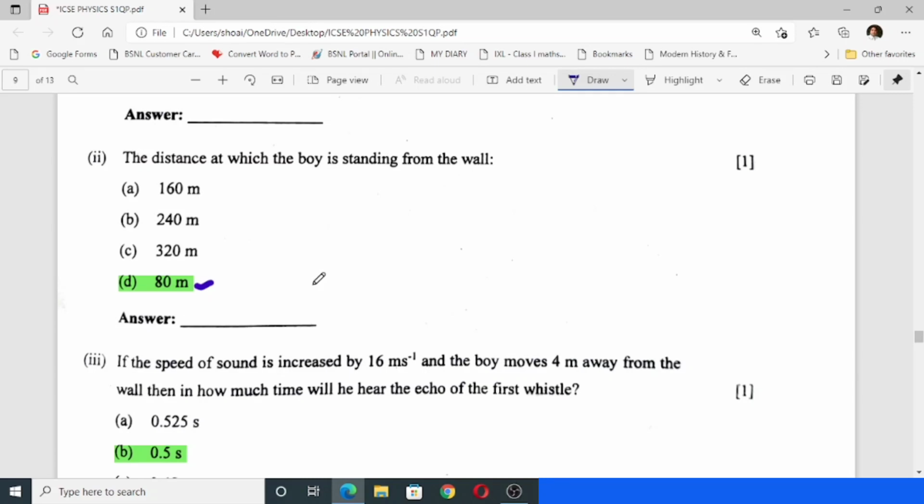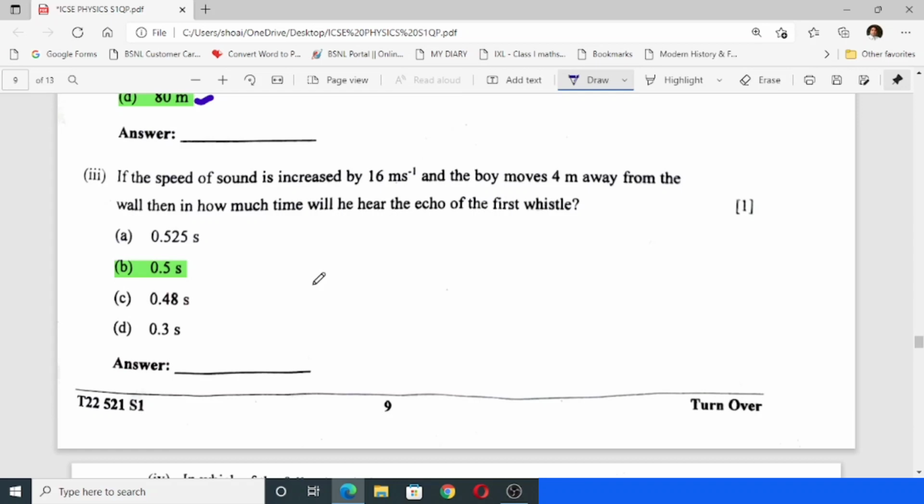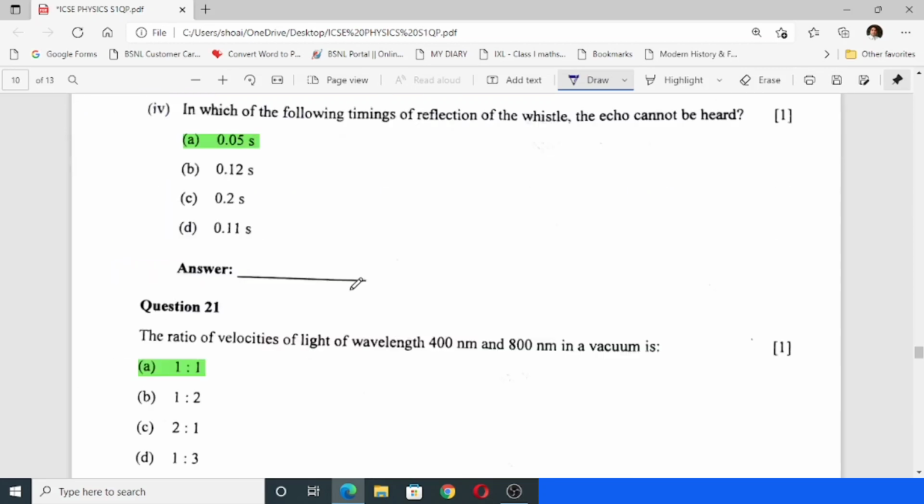Then number 3, you can see now for answer number 3, B is the correct answer. Then number 4, in which of the following timings of reflection of the whistle the echo cannot be heard? The answer is A.